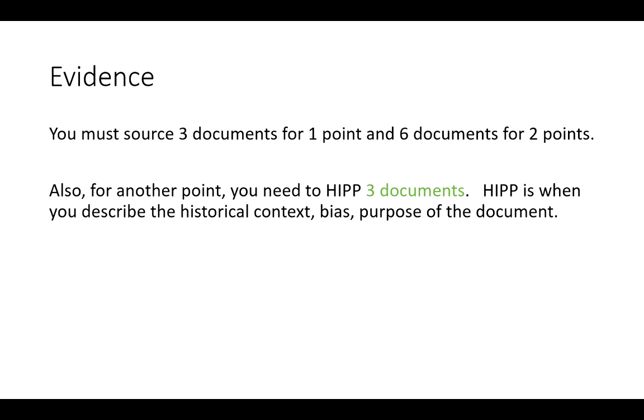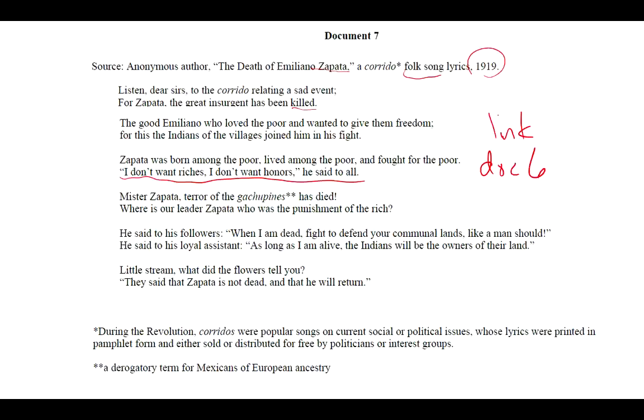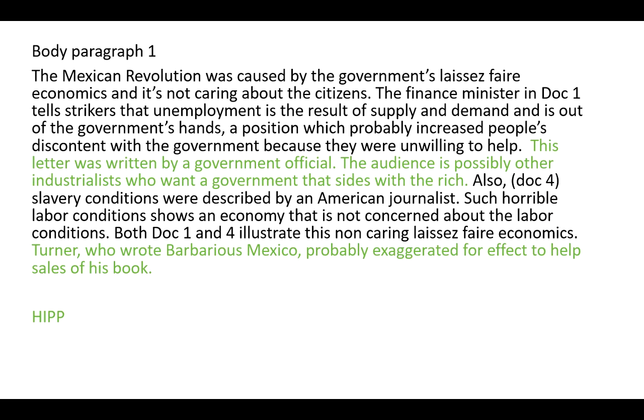So for evidence, this is the body of the essay. You must source 3 documents for a point, 6 documents for 2 points, and you need to hit 3 documents. So let's get started. Here are the documents. Here's the prompt again: evaluate the extent to which economic factors led to the outbreak of the Mexican Revolution. So I'm going to start talking about the documents. Remember, I'm linking them. Hit pause and read that.